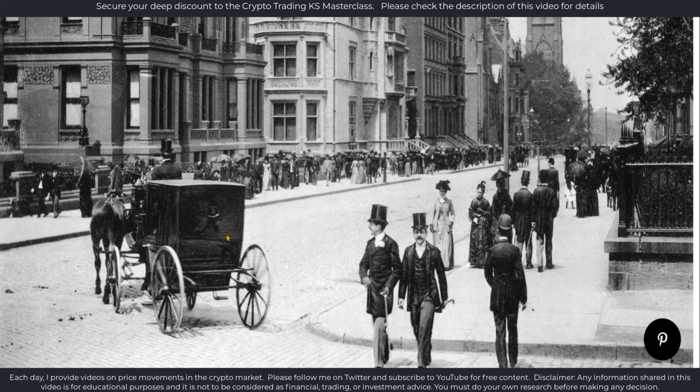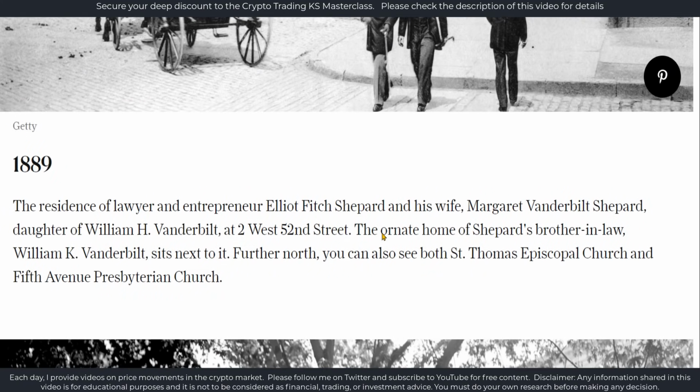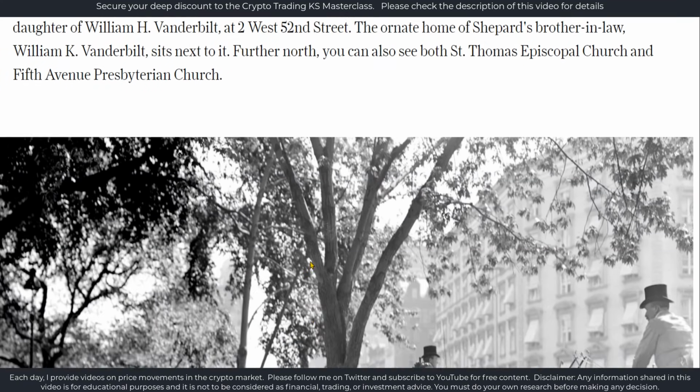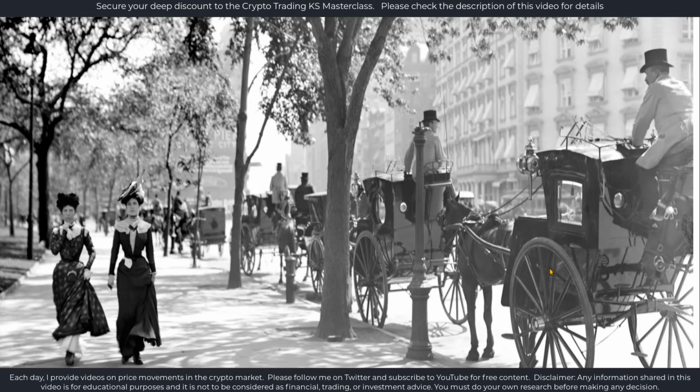If we look back into the past, we can see that horse and buggies used to be the predominant form of transportation. And we can see back in 1889, this is not a tourist thing. This was how people got around. We know that the horse and buggy industry was put out of business by the car industry. And this is happening all the time.